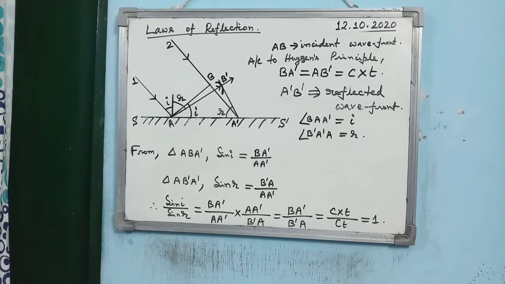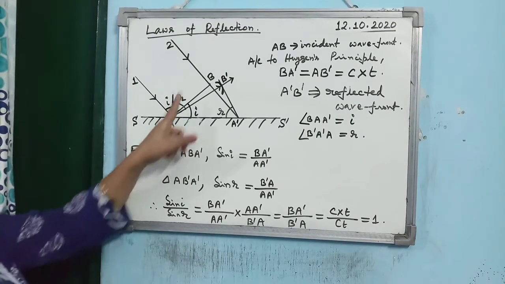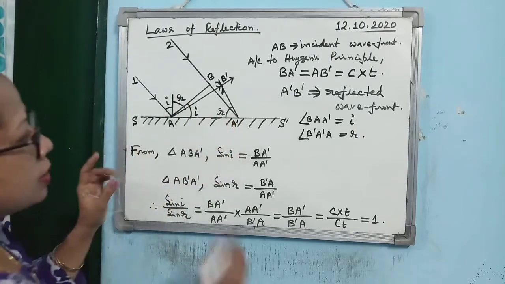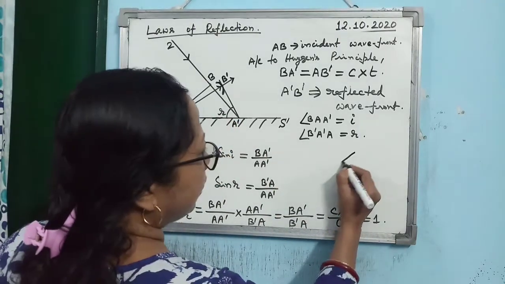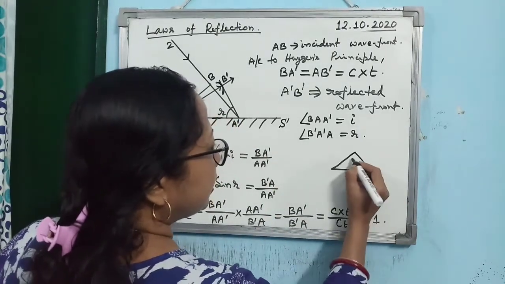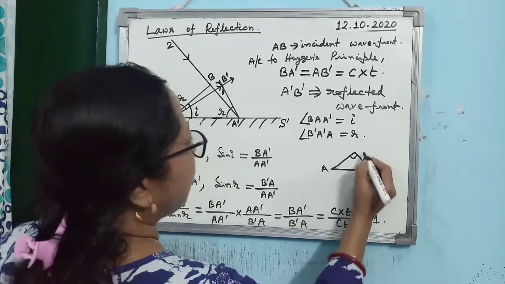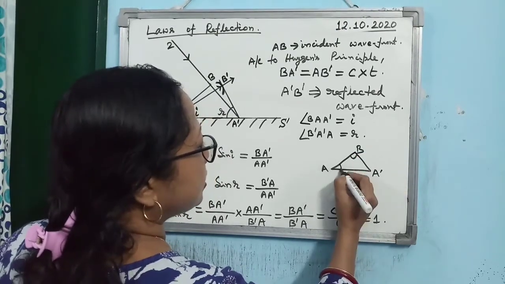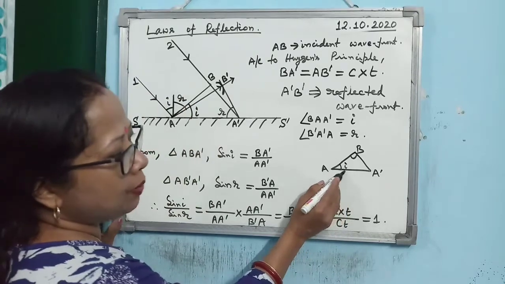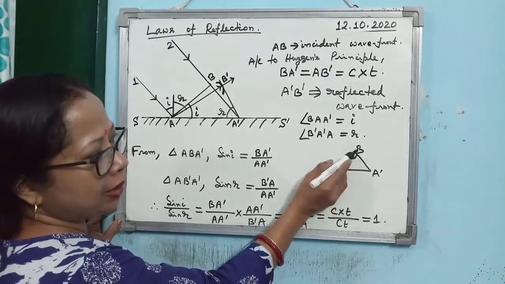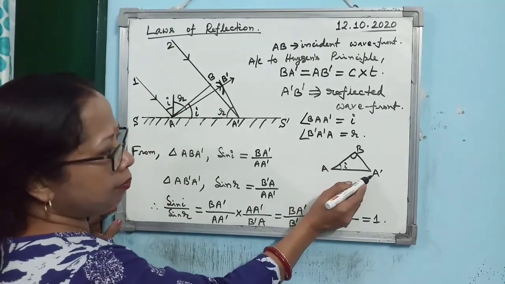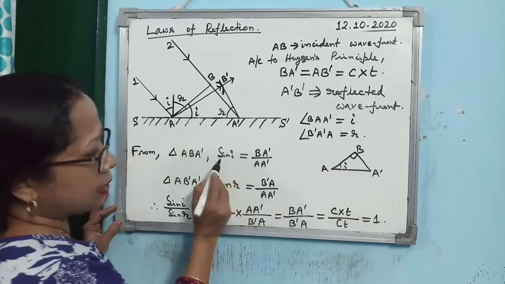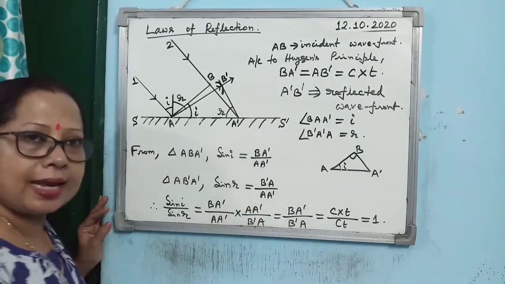So you see, if you consider the angle ABA dash, I am just drawing it separately, then I will rub the diagram. If you consider this is 90 degrees, this is ABA dash and this is I. So you see what will be sin I? Sin I will be perpendicular upon hypotenuse. So BA dash by AA dash. So sin I is BA dash by AA dash.